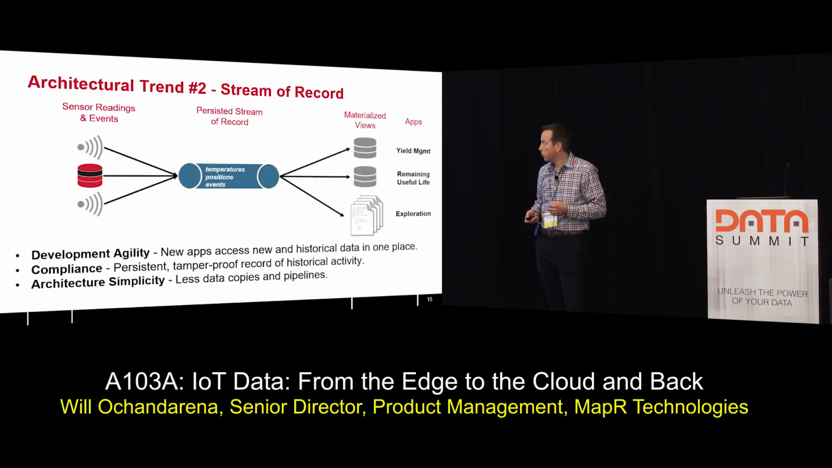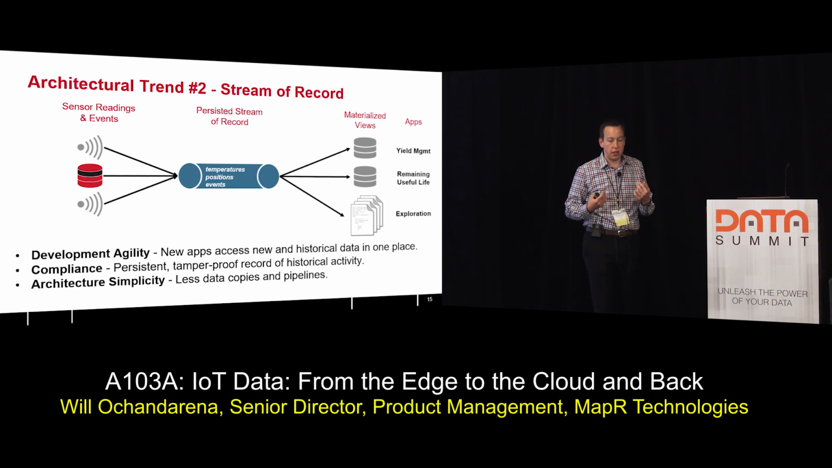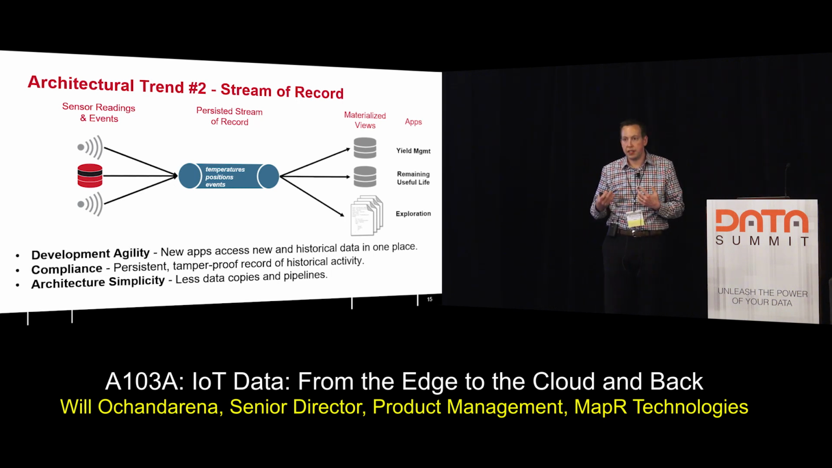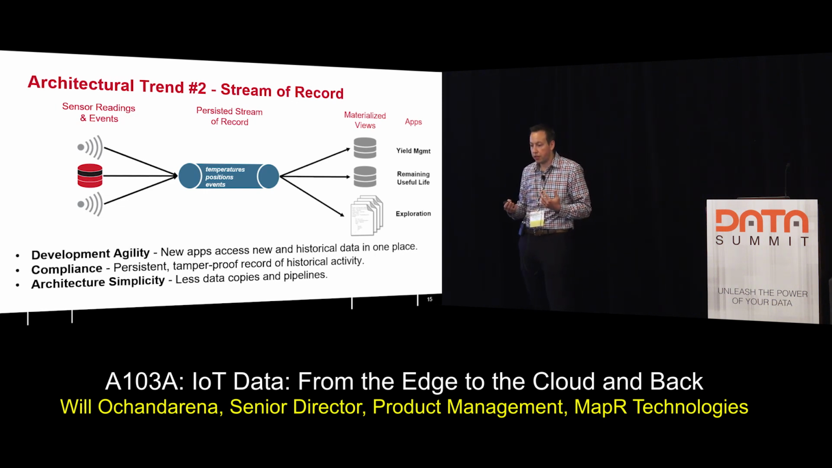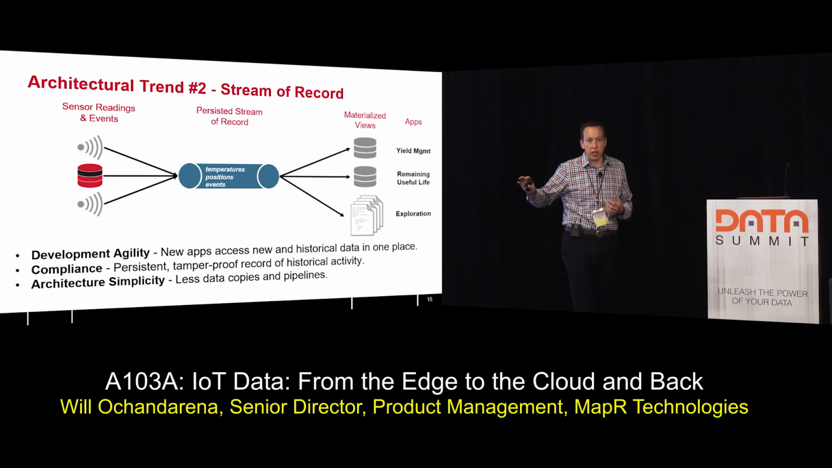So once you get data back into your central site, there's a lot of decisions to be made about what's the best way to store it, what's the best way to make it available for applications, and what's the best way to actually build out those applications. So one of the other trends that I'm seeing in this industry, and this isn't really specific to IoT, but it helps, is this concept of stream of record.